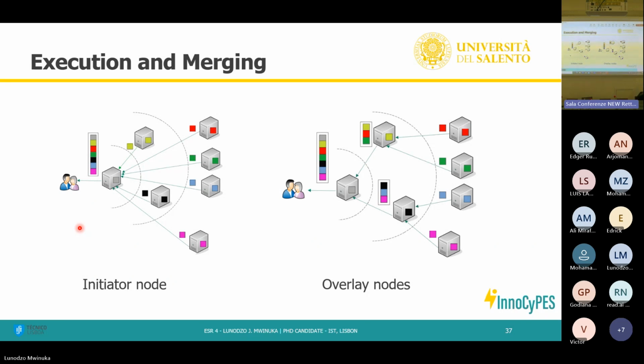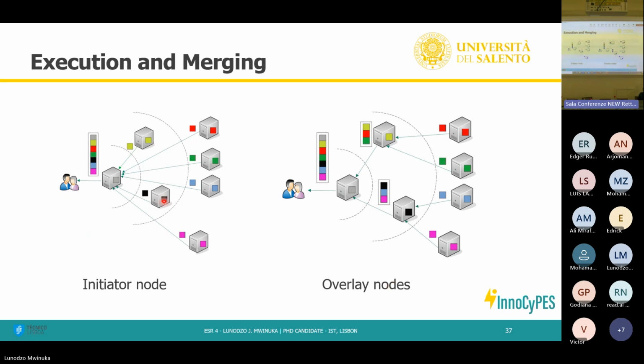Another approach is by looking at overlay nodes. I send a query to a certain peer. Now that peer, on merging the results, has to send the results back to me, and I forward them back to the peer from which I received the query, until they arrive at the originator node. Now the originator sends the results back to the client. So there are these two approaches.